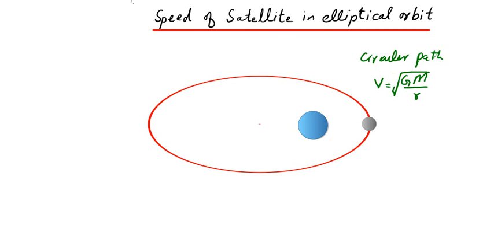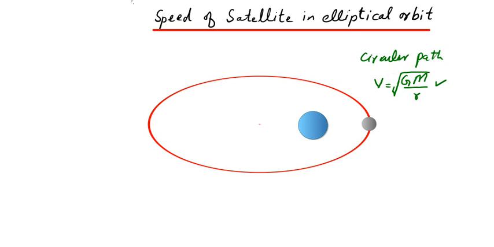So this was actually for the circular path, but in the real situation the satellites move around the planet in an elliptical orbit, not in a perfect circle. So this was an ideal case.